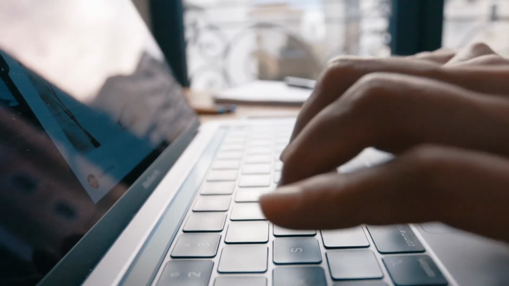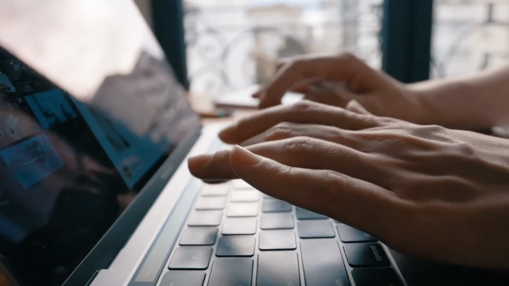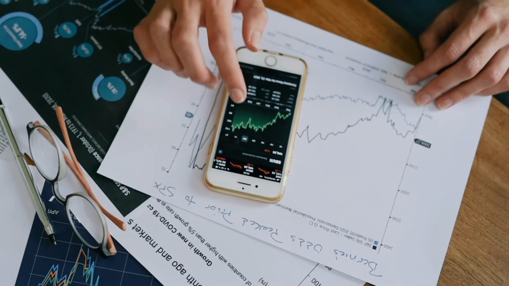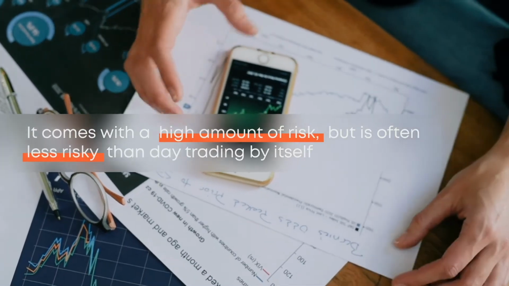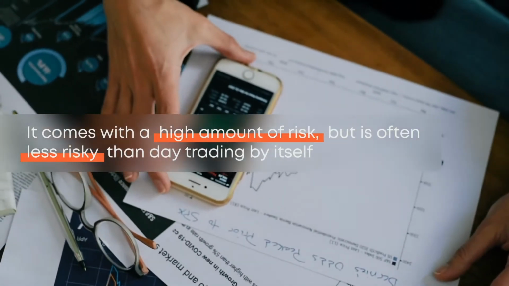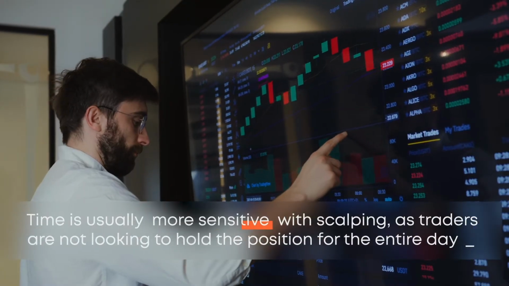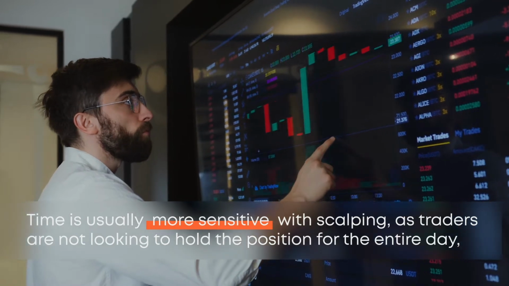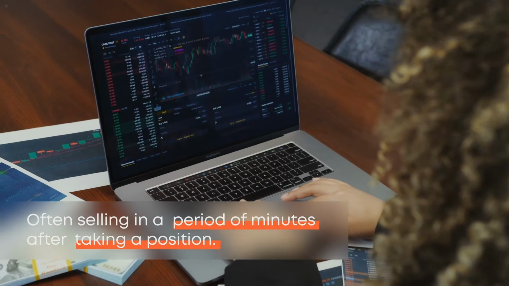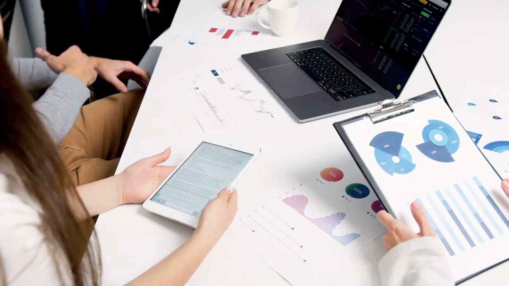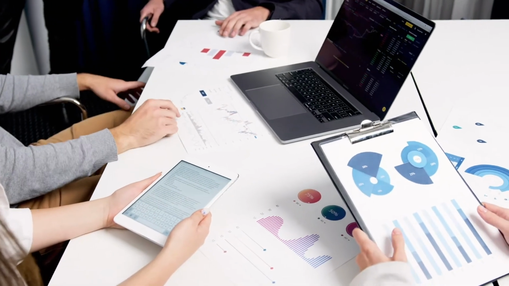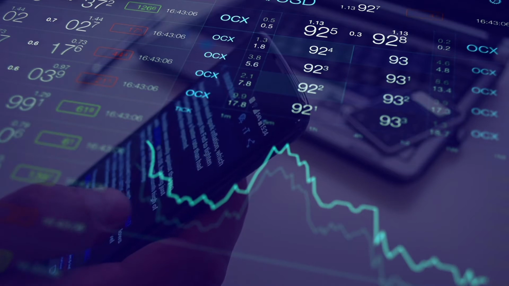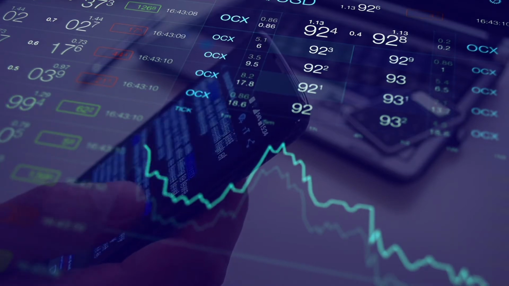This last point is essential for scalp trading as it relates to the markets. Because scalping is a type of day trading, it comes with a high amount of risk, but is often less risky than day trading by itself. Time is usually more sensitive with scalping, as traders are not looking to hold the position for the entire day, often selling in a period of minutes after taking the position. Due to this, big movements are not common. Instead, it is the accumulation of numerous scalp trades over the course of the entire trading session that can result in potential profits if carried out effectively.